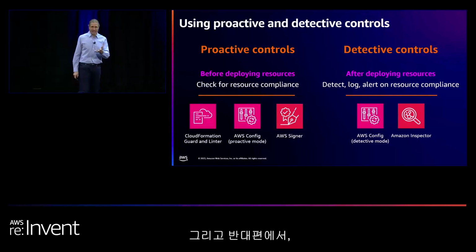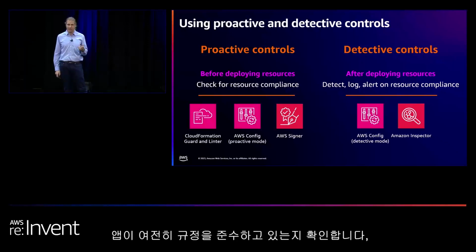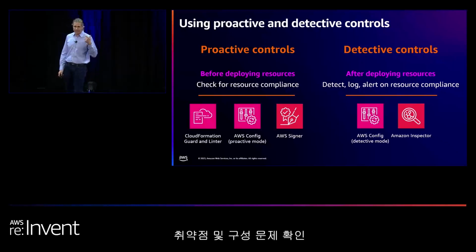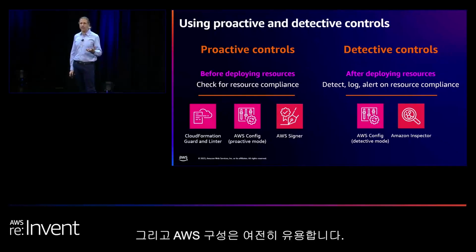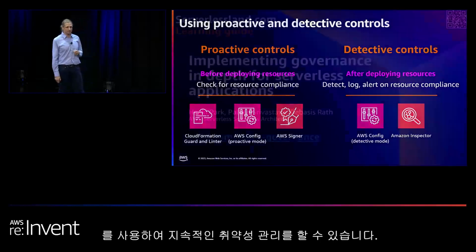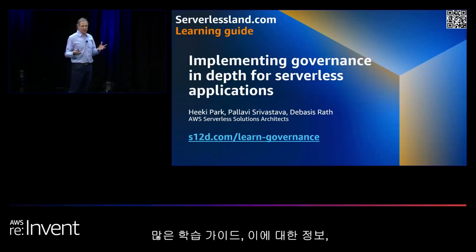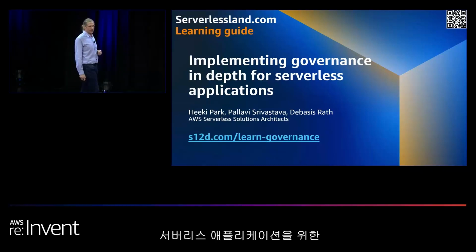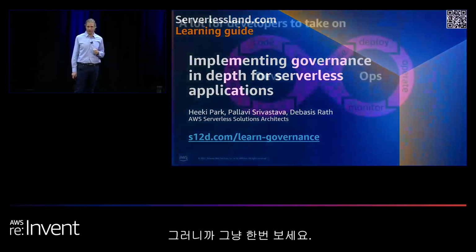And then on the other side, you've got the detective controls while your app is running to ensure that your app still stays in compliance, checking for vulnerabilities and config issues on a continual basis. And AWS Config is still helpful, and you can also use the cool Amazon Inspector for ongoing vulnerability management. Again, another jumping off point, lots of learning guides and information on this: implementing governance in depth for serverless applications. The link is in the resources page, so I suggest you take a look.